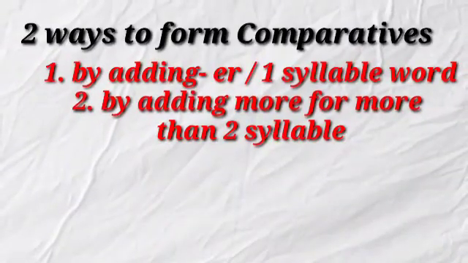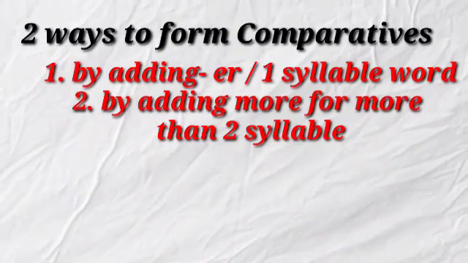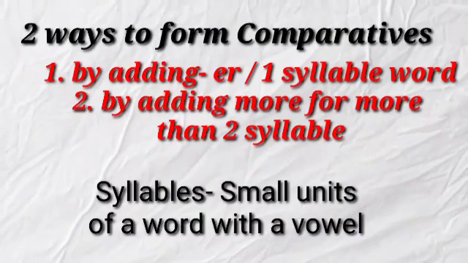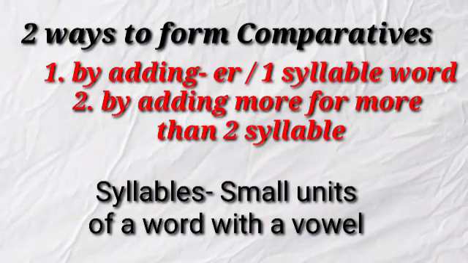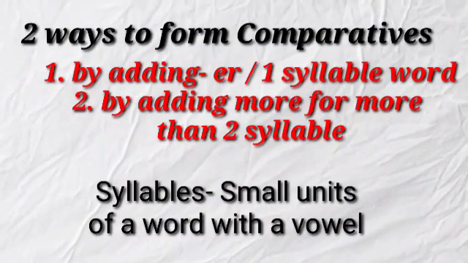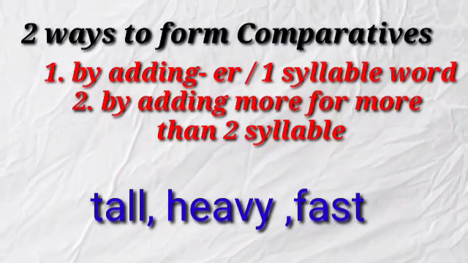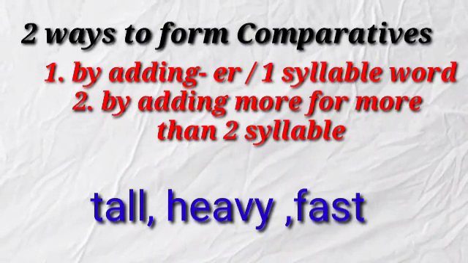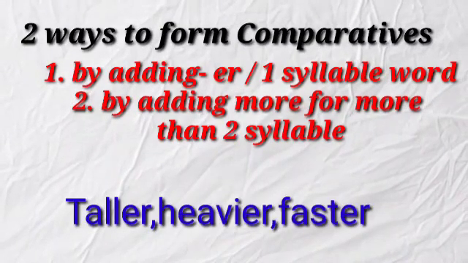And there are two ways of forming comparatives. First one, by adding er to adjectives or adverbs which have one syllable. So what is this syllable and syllabification? Syllabification is nothing but a process of dividing the word into different parts, and each part should have a vowel. For example, tall, heavy, fast. So all these words have only one syllable. So we can add er along with these words to write them in comparative form.